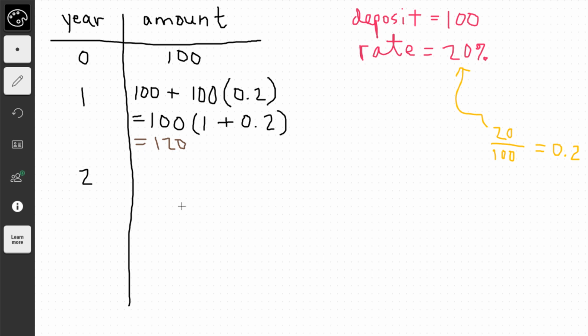Let's continue. So we'll say year 2. Now with year 2, we're going to have the same sort of setup. We're going to have the 120 that we already had, but in addition to that, we're going to add on 120 times 0.2. Again, we could multiply these out, we'd get 24, but that's not the part I'm interested in. What I'm interested in is, let's factor out the 120 here, and we're going to be left with 1 plus 0.2 again.